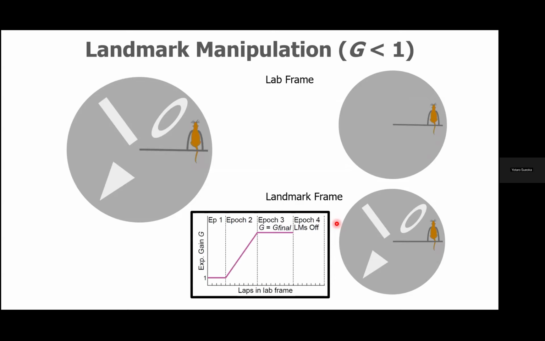Okay, so a typical experiment consists of 4 sessions or 4 epochs. The first epoch, we keep the landmark stationary, which is a gain of 1 condition. And then we slowly ramp up or down the gain until it reaches a target value G final. And in epoch 3, we keep the value steady. Okay, and the critical epoch is epoch 4 when we turn off the landmarks. In epoch 4, because there's no landmarks, the animal has to navigate the virtual reality solely using its path integration cues. And now the question is, now that the animal has gone through this persistent conflict of visual feedback and its path integration cues, what happens to its path integration computation in epoch 4?